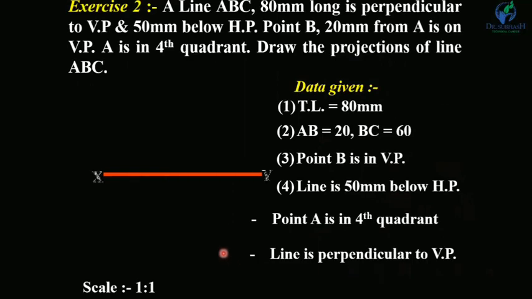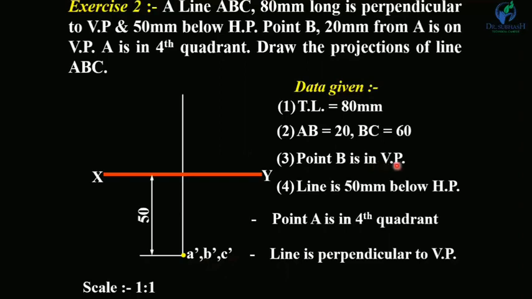So first of all, draw the XY line. Now draw one line which is perpendicular to this XY and mark the position given, 50 mm, because the line is 50 mm below HP. So mark the positions A dash, B dash, C dash. The line is perpendicular to VP, so the front view is a point view. So all 3 points are 50 mm below XY. This is the front view.